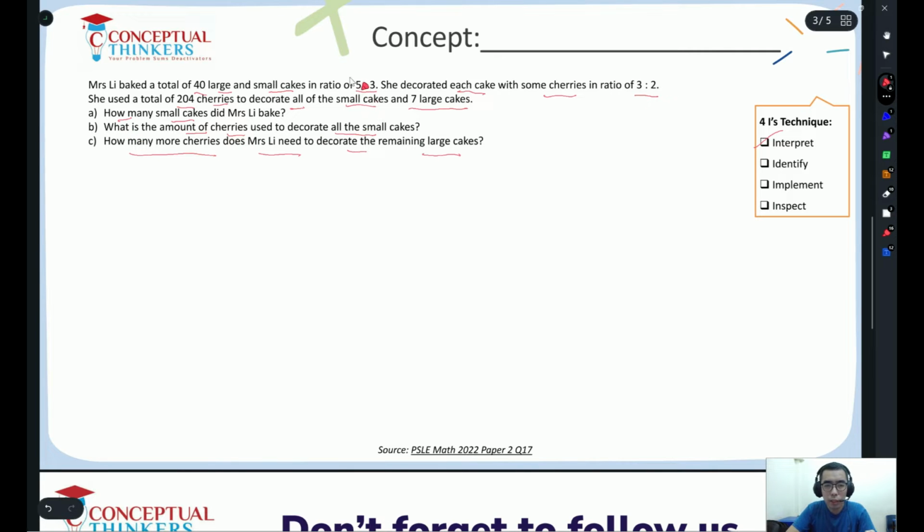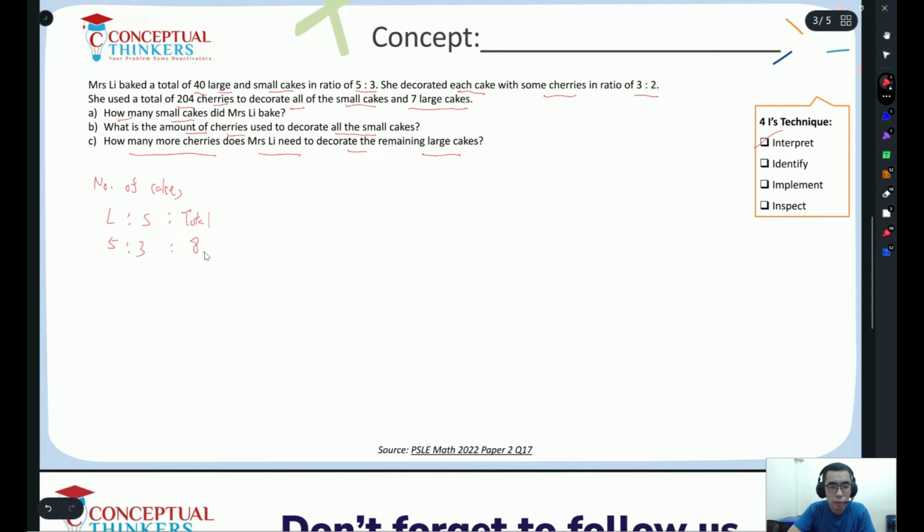Now we have the number of cakes in terms of their ratio, so let's write it out first. So let's talk about number of cakes. We can put it under large and small cakes, then we have a total here. The ratio given to us is 5:3, and we know that the total must be 40. So if we add the units, 5 plus 3 gives me 8 here.